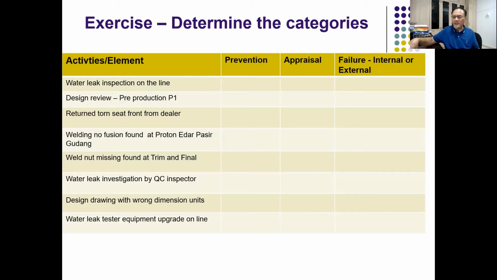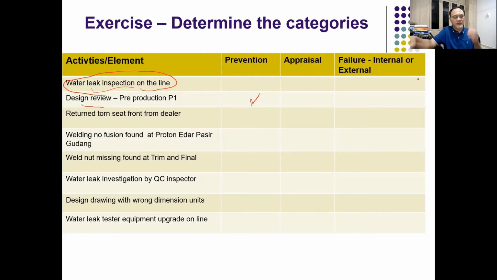Determine the categories. What is water leak inspection on the production line? These examples are all related to automotive manufacturing, in which I had vast experience. So design review, what is it? Is it prevention? Is it appraisal? Is it failure cost? Obviously, you will know that this is not a failure. It is something that you investigate during development. It's a prevention cost.